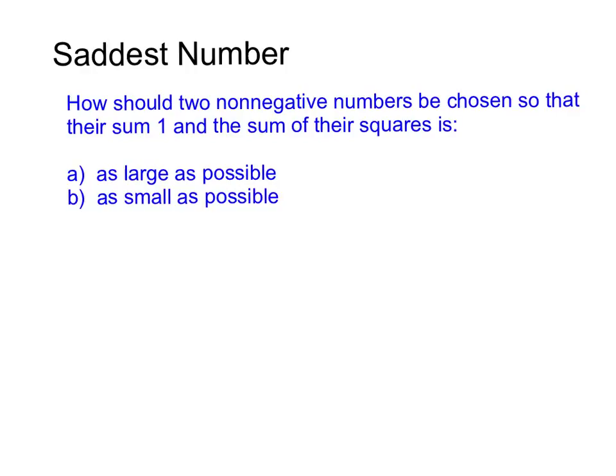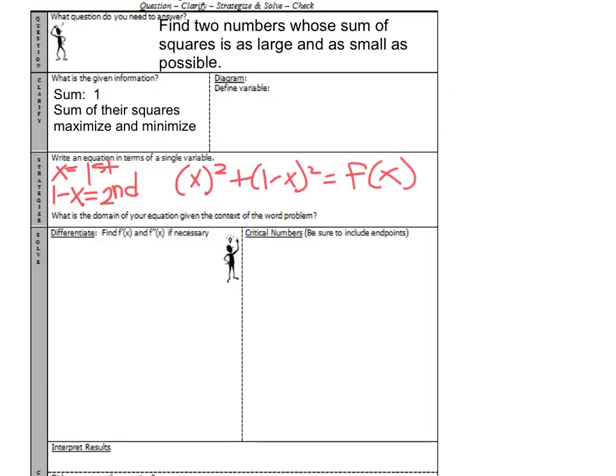Now, to the last problem. Our last problem was talking about the loneliest number. In this problem, you're trying to find two numbers that have as large as possible a sum and as small as possible a sum. In setting this problem up, the given information is that together the two numbers need to equal 1, and I want to find a sum of their squares that's both maximized and minimized.